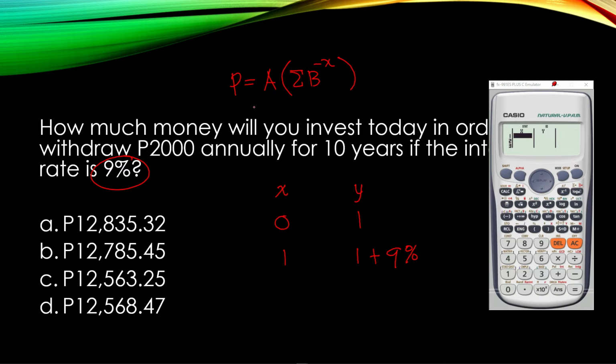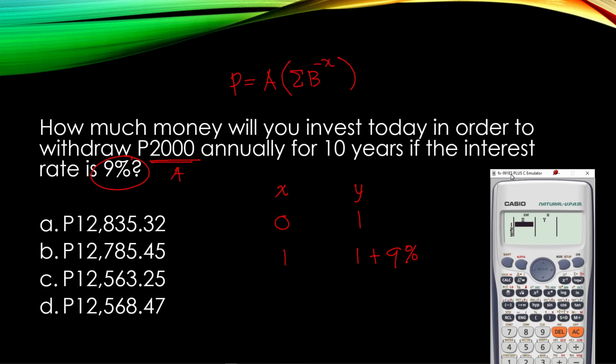Okay. Yung given kasi sa atin is 2,000 pesos annually. So, ibig sabihin, okay, ito yung annuity natin, yung 2,000. A natin yan. So, yung pinapahanap sa atin is how much money will you invest today? So, ibig sabihin yung present amount of money, ito yung tanong. Okay?